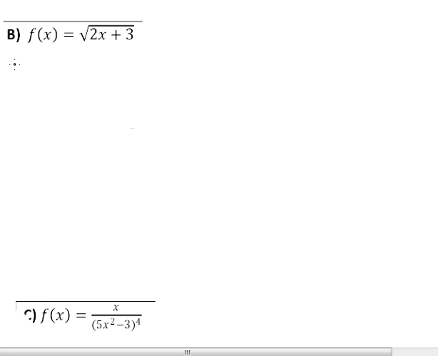Here we have the integral of the square root of 2x plus 3. So we have an inner function. Our inner function is 2x plus 3. It's inside the square root. That's why I call it an inner function. And it's a linear function in x. That is, x only appears to the exponent of 1.